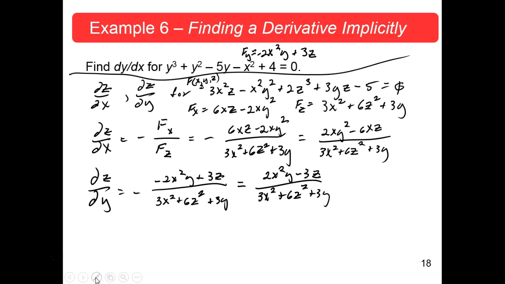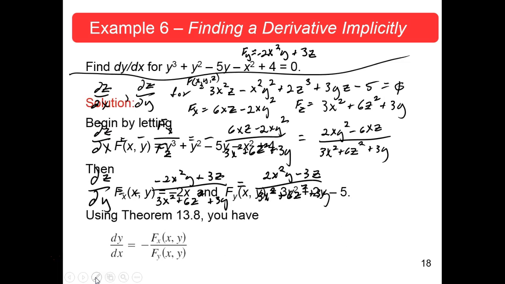So let's move on to 13.6 on page 919. Let me get the PowerPoint set up for this. There we go. Wrong. I don't know why that happened. Here we go.